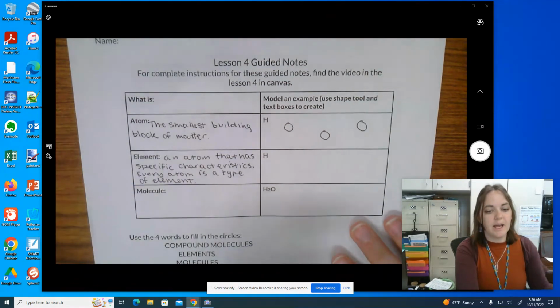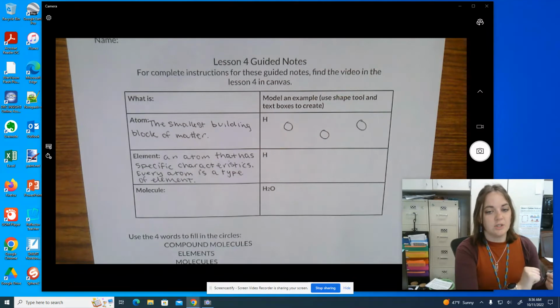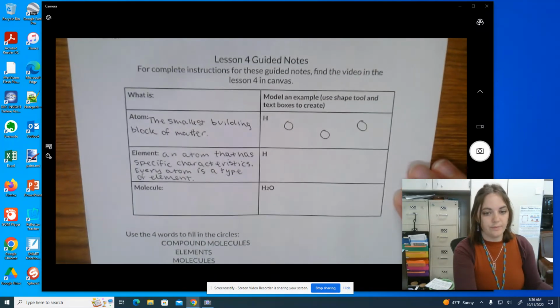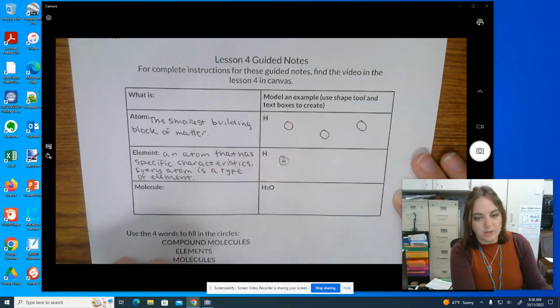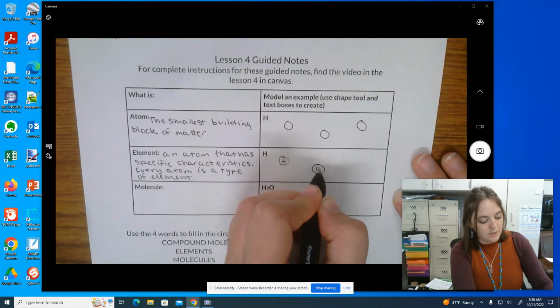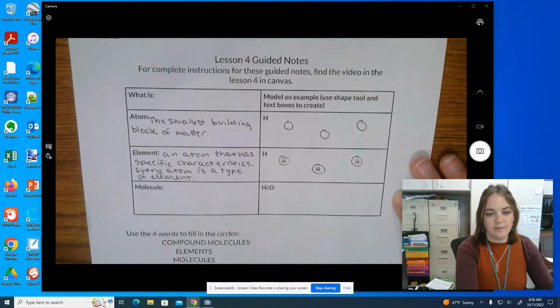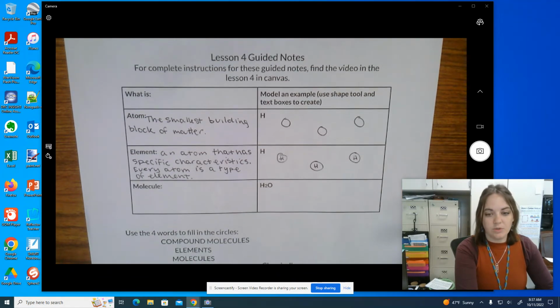So every atom has an identity. There's no atoms that just are atoms. Every atom is some sort of element. Okay, now what does this look like when we draw it? These hydrogen atoms or elements, we're just going to do atoms with the chemical symbol inside of them, which are represented by letters. So these would just be circles with an H in them.